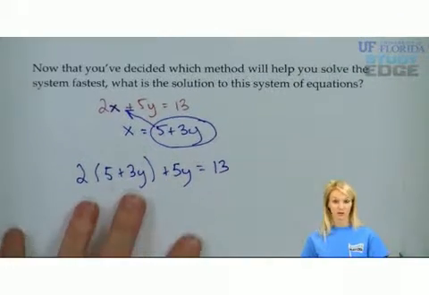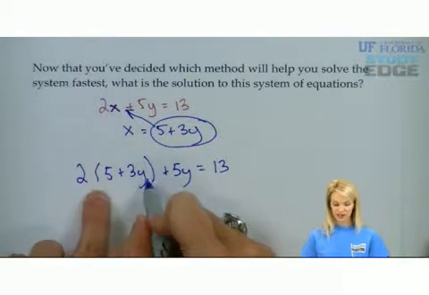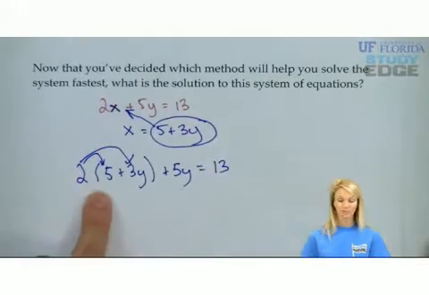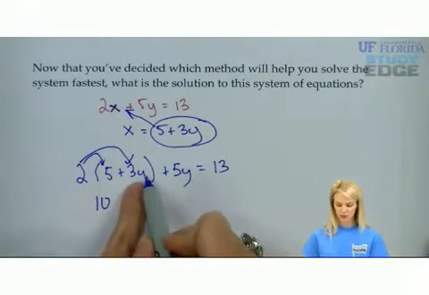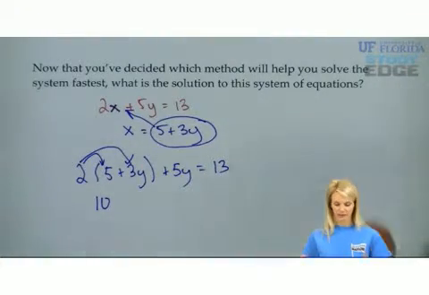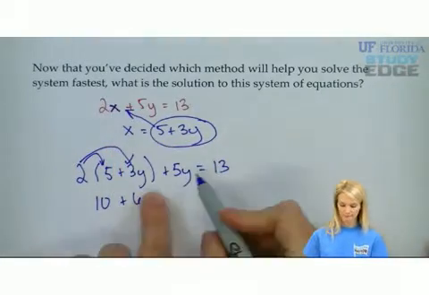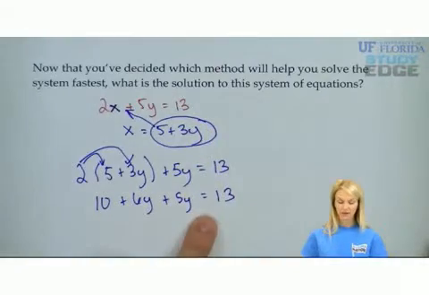Now I'm just solving for y. I only have one variable in here. The first thing to do is get rid of these parentheses. I need to distribute. I'm going to distribute my 2 to each term inside the parentheses. 2 times 5 gives me 10. 2 times 3y: if I have 3y and I double it, how many y do I have? 6y. So 2 times 3y gives me 6y, plus 5y equals 13.